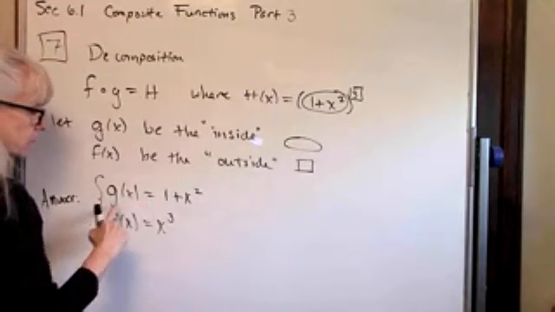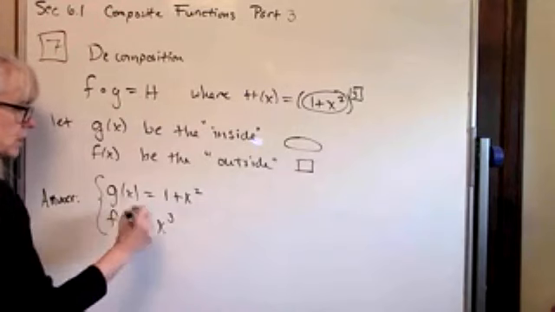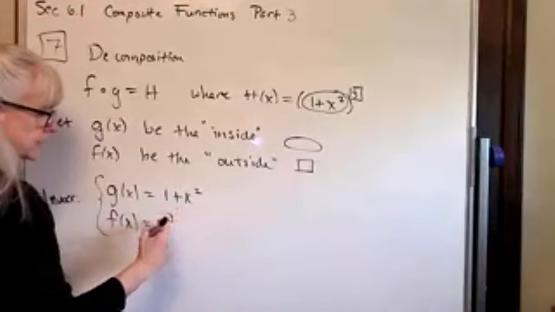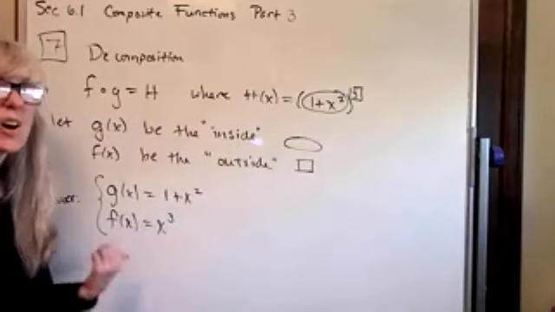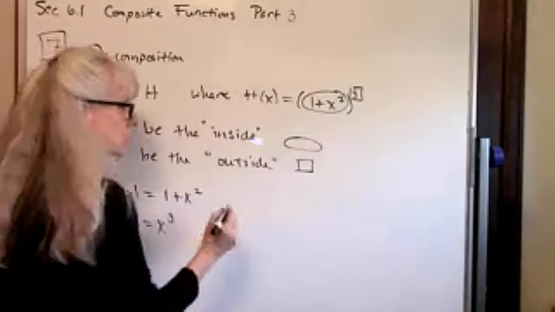If I come in and compose these, if I do f compose g, I'm going to pick up this function, the 1 plus x squared, and plug it in for this x, and I'll end up with h of x. Now, this isn't the only answer.